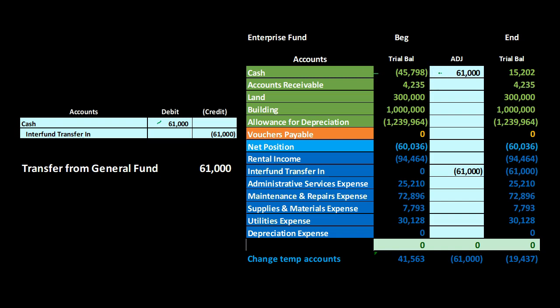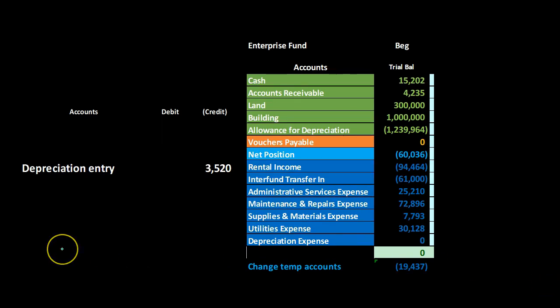So the cash then going up, we've got cash had a credit before, it was overdrawn, we debited it by 61,000. It's now at a positive 15,202, which is nice. And then we've got the interfund transfer in. It's going to be down here on the income statement, going from 0 up in the credit direction. Again, acting like basically a revenue account, doing the same kind of thing that the revenue account did as we saw on the rental income. Revenue minus expenses being basically the change in that temporary type of account, similar to what net income would be.